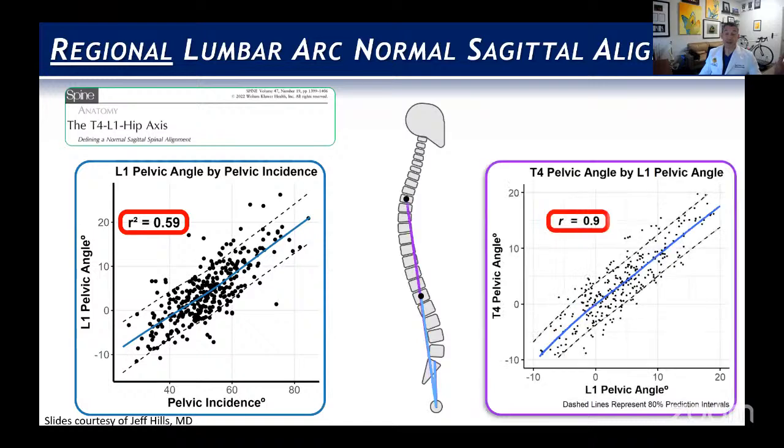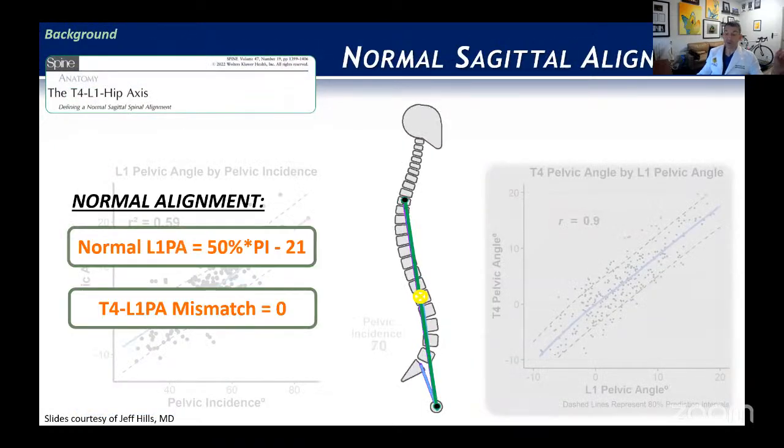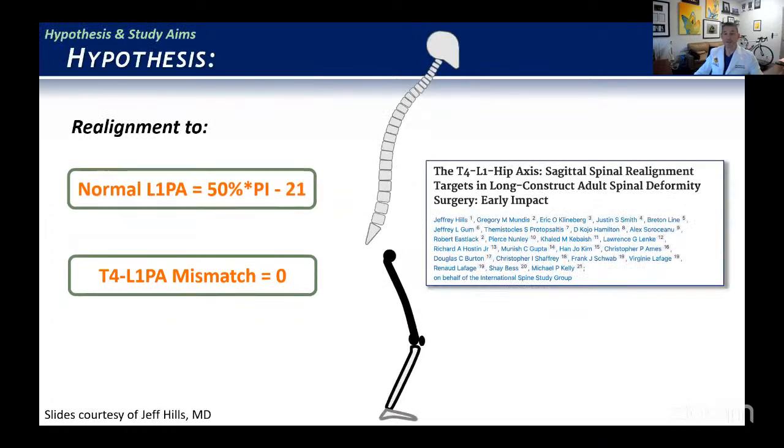So really, really good. And furthermore, its correlation to the exact same angle except up to T4 is really, really high. So if you look at the normative population, people want their T4 and L1 PA to be normal. And in order to get there, it kind of dictates what shape you create. So to get that number, what normal should be for an L1 PA, we're able to define it through this normative paper as 50% of your pelvic incidence minus about 20. And then you want the mismatch between T4 and L1 to almost always be 0. And if you get that right, you'll see that your mechanical complications are actually reduced.